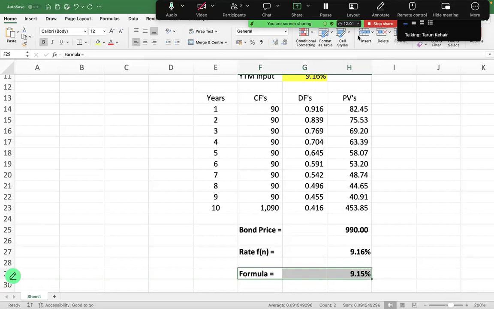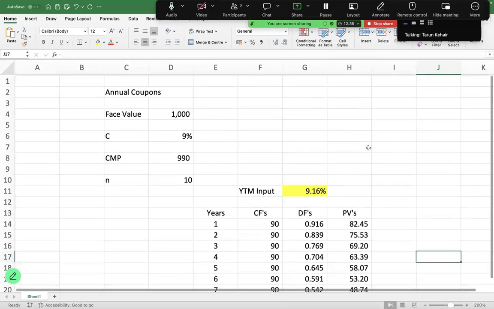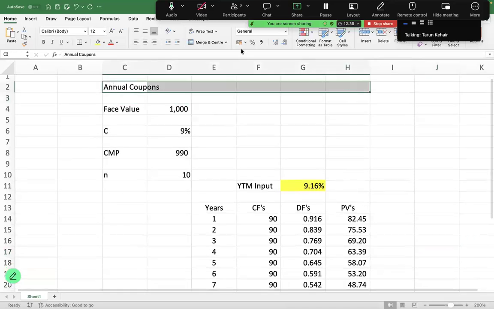So please remember one thing that I am telling you. The rate function will give you exact, accurate result. Goal seek will also give you exact, accurate result. But the formula is based out of research papers. That will never give you exact result. That will always give you approximate result. That's why you see the formula has given you 9.15%, very close to the actual of 9.16%. Clear? So what we just did, what case was this? This was the annualized coupon case.